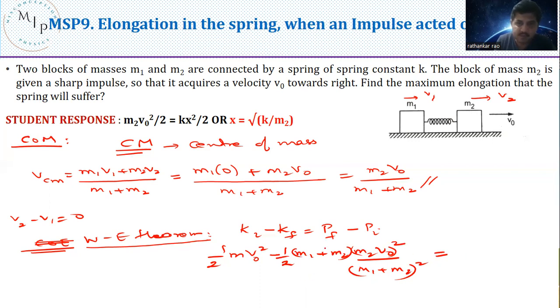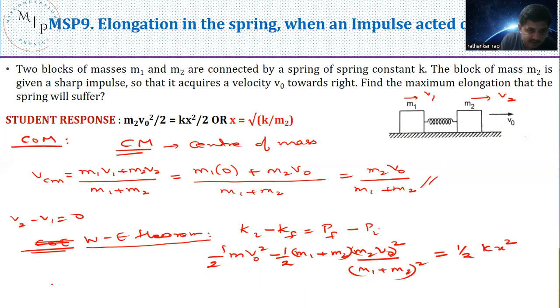This should be equal to PF. PF is nothing but potential energy, not momentum. Potential energy final. What is the potential energy final? See, initially the spring did not expand, so its initial potential energy is equal to 0. But finally, after the block separation has changed, the final potential energy is nothing but half k x square. Okay, let us solve this.